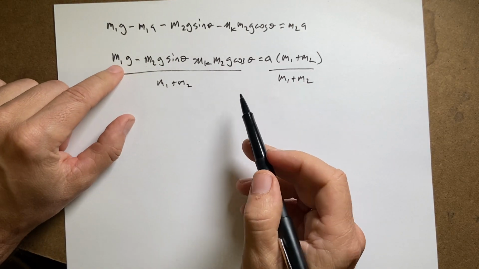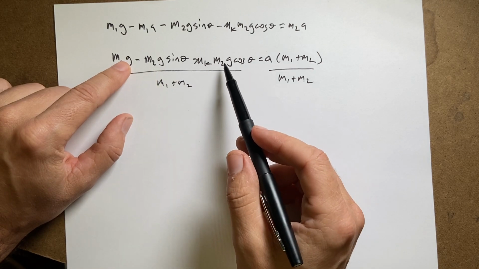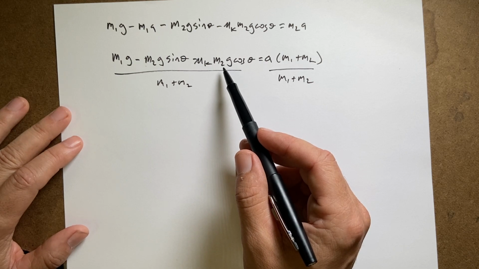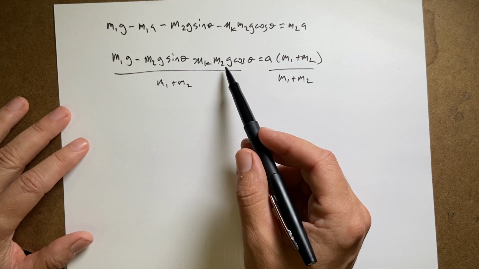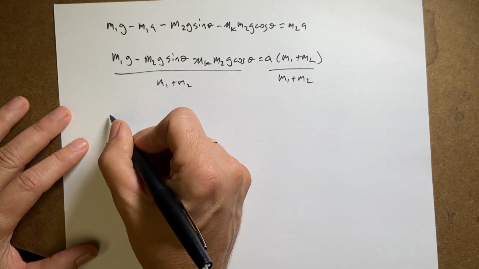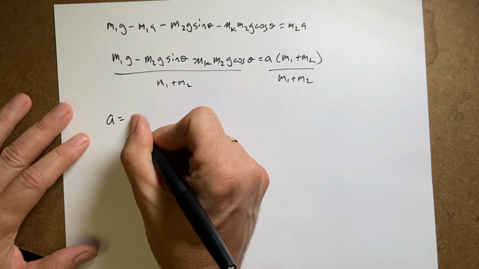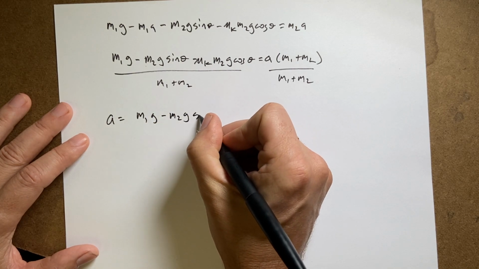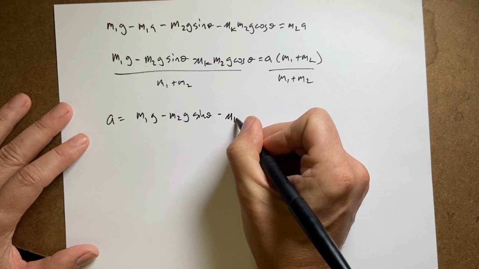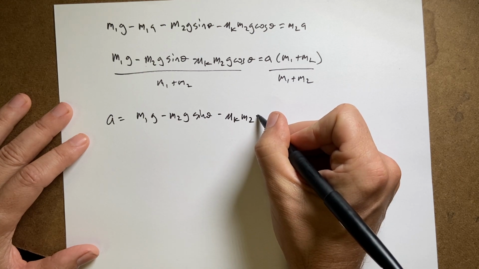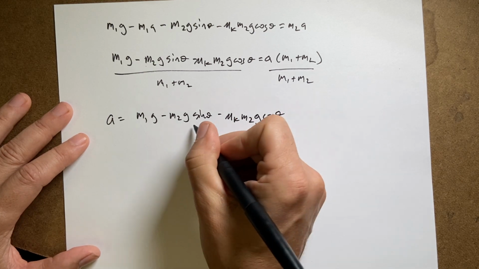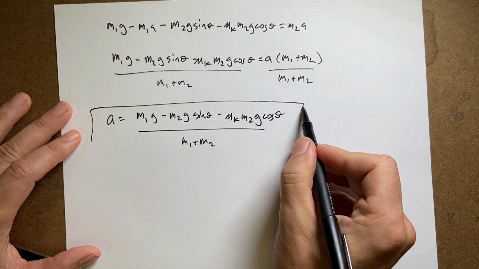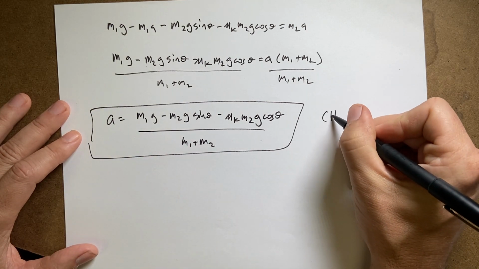So is there anything to simplify here? So let's see, I have g in every term. I'm just going to leave it like that. So I'm going to say a equals m1g minus m2g sine theta minus mu k m2g cosine theta, all of that over m1 plus m2. Okay, that's my answer. Now let's check, right? It's check time.